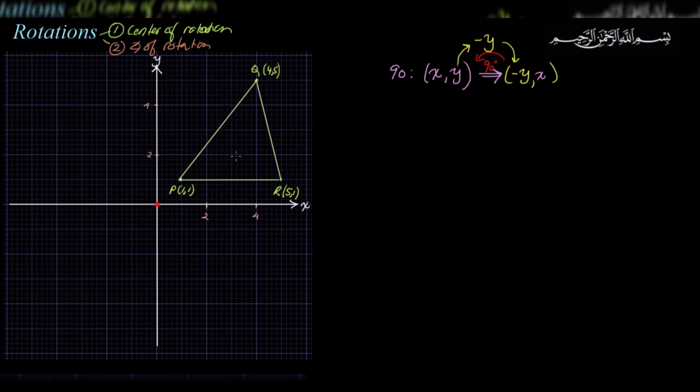So if, let's say, we wanted to rotate this particular triangle, P, Q, and R, we're rotating triangle PQR by 90 degrees counterclockwise.